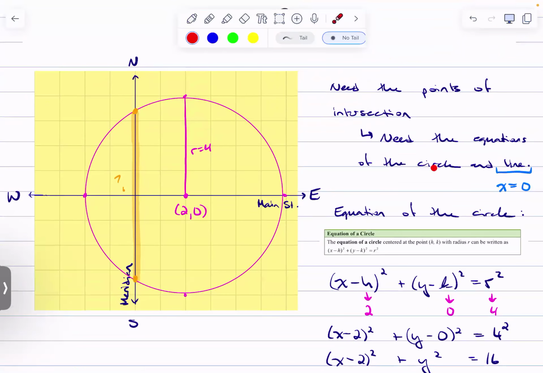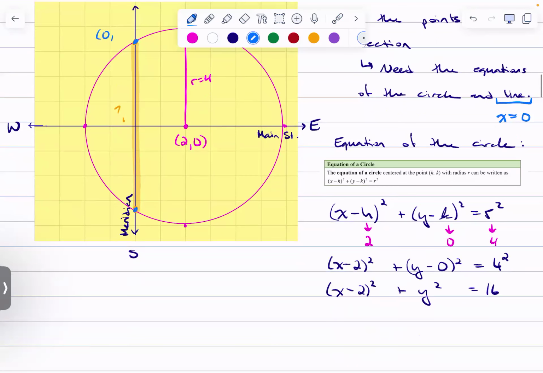Now I have an equation of the circle. To determine if I should expand it or not, what's my next thing that I want to do? I want to find the points of intersection. Well, I know the points of intersection are at x equals 0, so for both of these points, it's at 0, something.